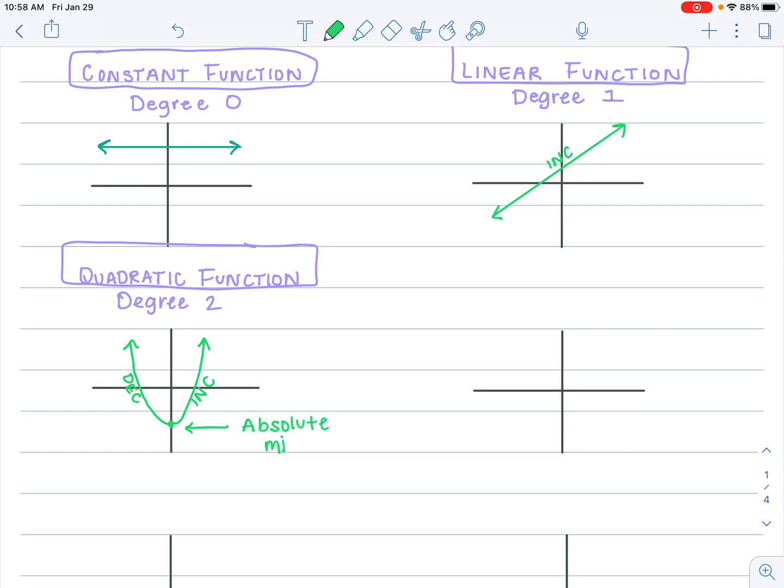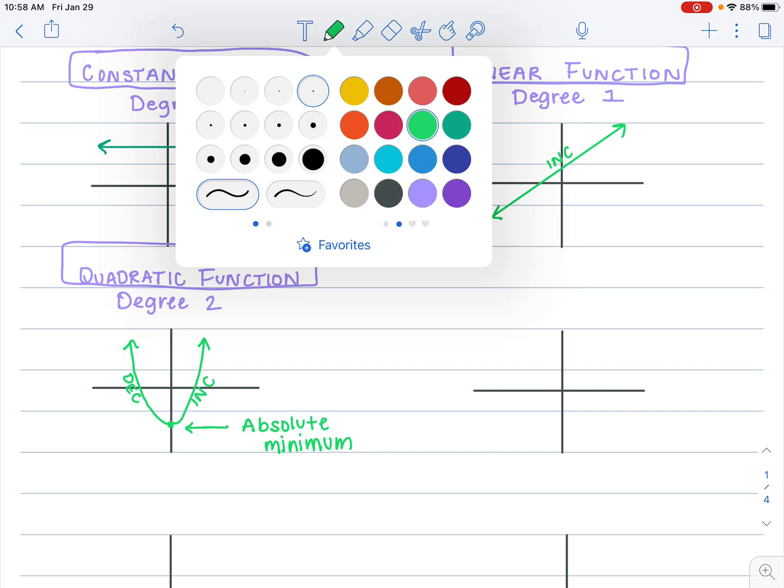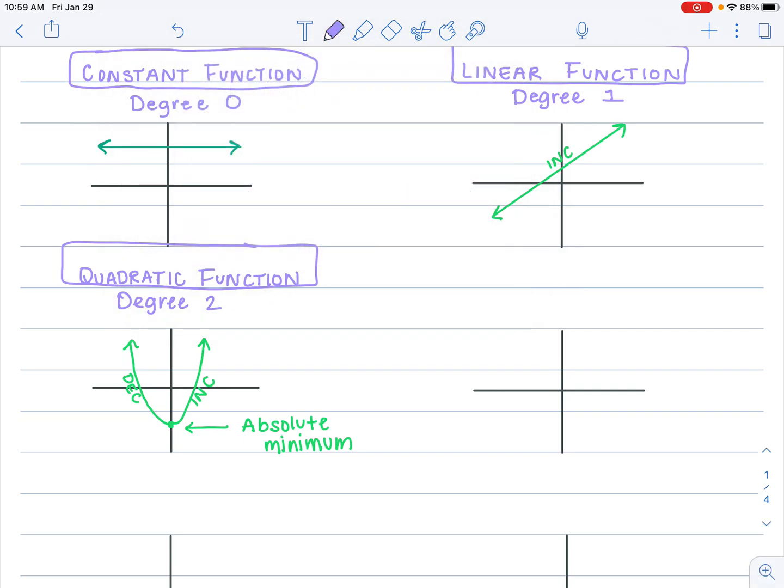This point right here is a new vocab word. We would call this an absolute minimum. The reason we call this an absolute minimum is because it is the lowest point possible on the graph. There are no other points lower than it. If we have a negative quadratic there would be an absolute maximum. But that is an absolute, it's the lowest point, nothing will go lower.